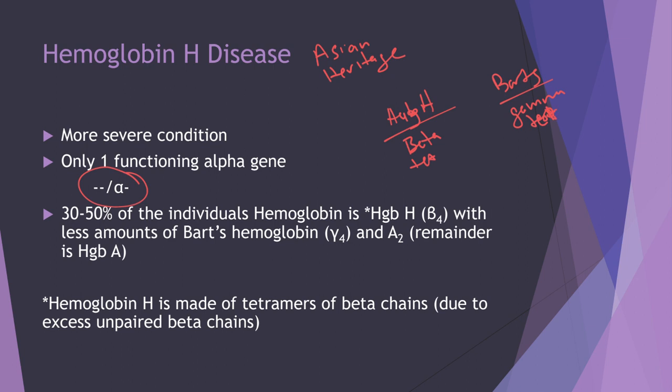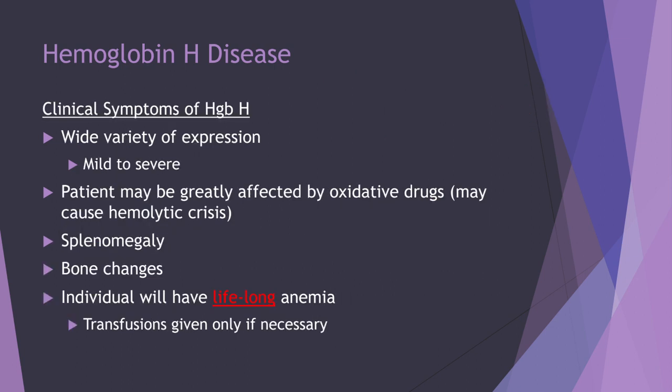We'll also see A2, and then the rest of our hemoglobin will be A. So there's still alpha chains being made that are pairing with the beta chains. There's just not a lot. Clinical symptoms, there is some variation in how these symptoms are expressed, but there is some mild to severe anemia.